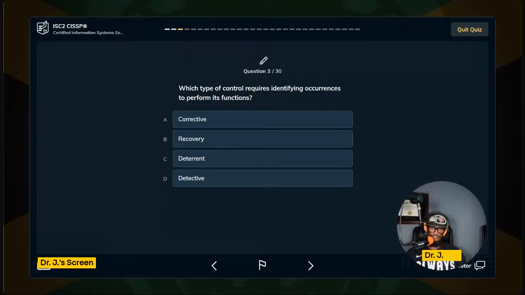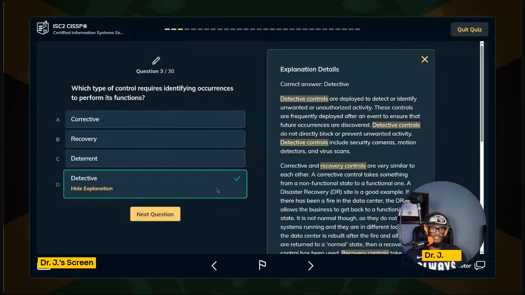Identifying occurrences to perform. Okay. Yeah, I think this is going to be Delta. Yeah, detective controls are deployed to detect or identify unwanted or unauthorized activity. These controls are frequently deployed after an event to ensure that future occurrences are discovered. Detective controls do not directly block or prevent unwanted activity. Detective controls include security cameras, motion detectors, and virus scans.